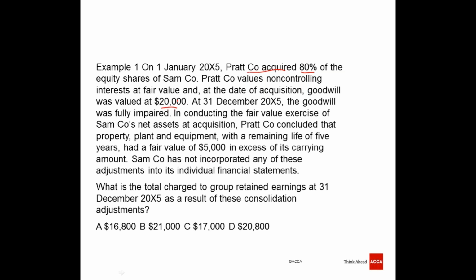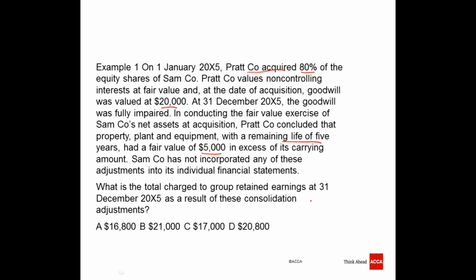At 31st December 2005, the goodwill was fully impaired, and in conducting the fair value exercise of Sam's net asset at acquisition, Pratt concludes that the property plant and equipment with a useful life of 5 years had a fair value 5,000 in excess of its carrying amount. Adjustment into the consolidated financial statements. So what is the total charge to the group retained earnings?